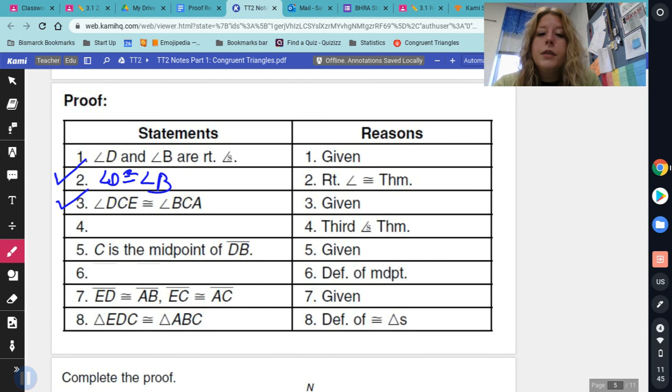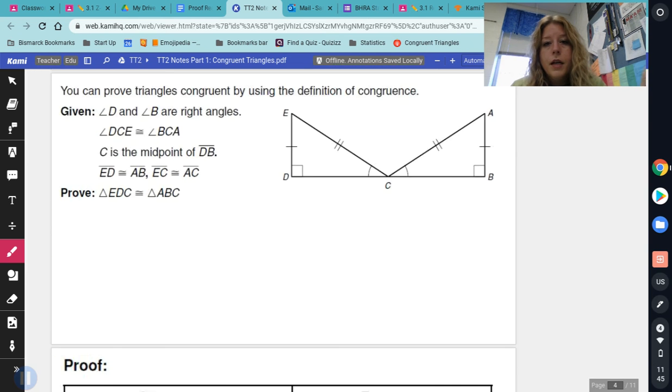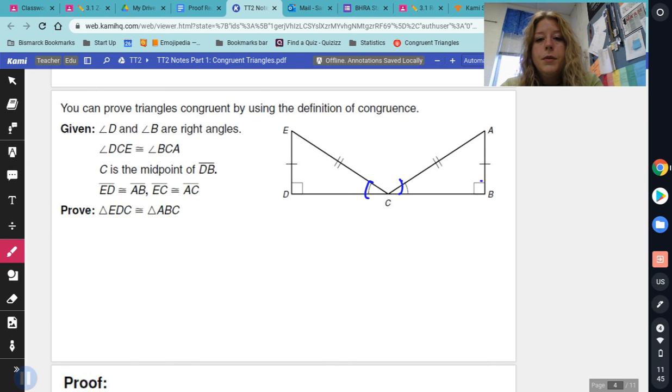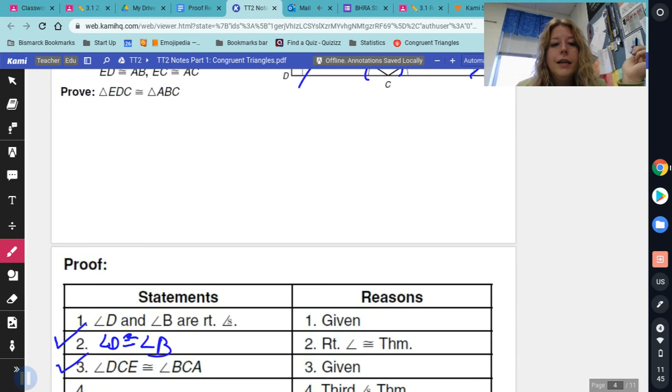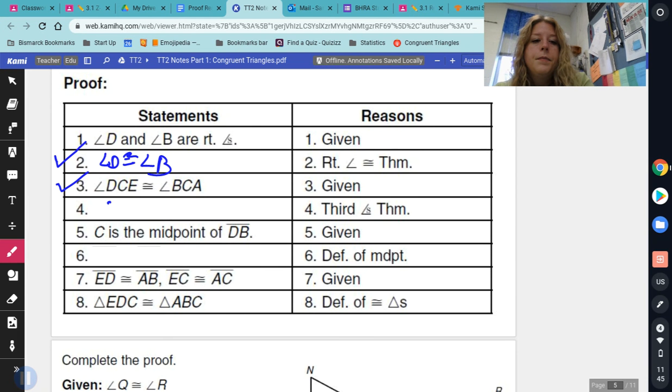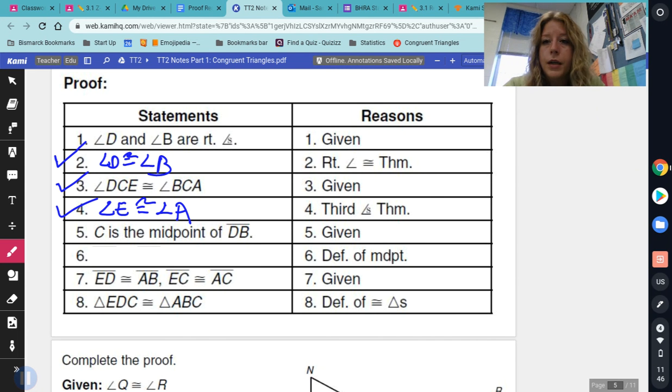And then for number 4, it says we're going to use the third angle theorem. So we're going to pull out the third angle that hasn't already been done. We got the 2 C's, we got the B and the D, so we're going to do angle E and angle A. So now I've got 3 angles. The third angle theorem is just if 2 other angles are already congruent, that third one has to be. It's derived from the 180 rule. If you know 2 angles of a triangle, you know the third angle because they have to add up to 180.